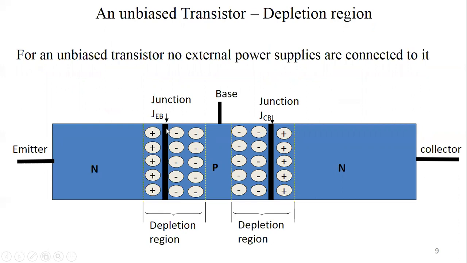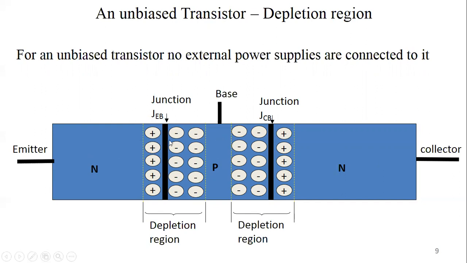Suppose this PN junction, the emitter and base junction, is forward bias, and the collector and base junction is reverse bias. So one junction is going to have very low resistance, and the other very high resistance. So we will have a path from emitter to collector going from low resistance to high resistance. This is the transition of resistance, and we call this a transistor.